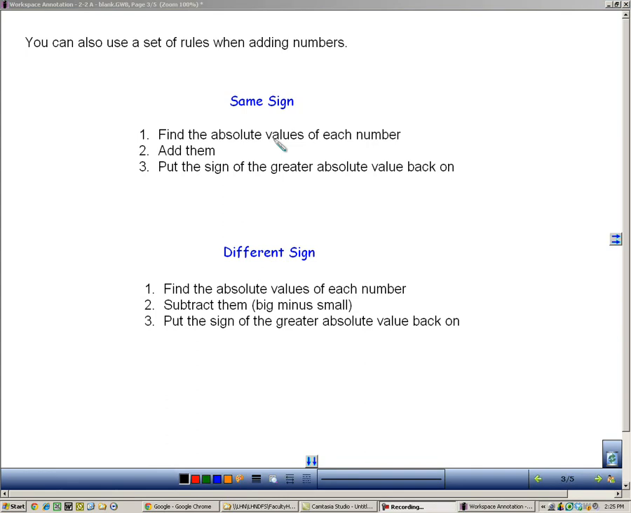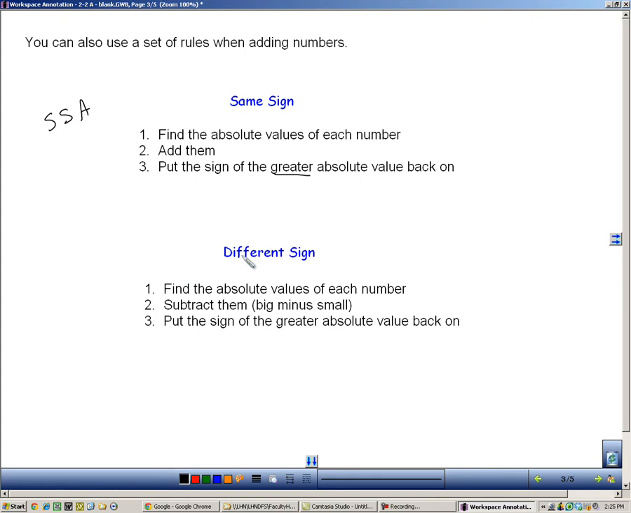Now some people don't like to use the number line, they'd rather use rules. So here's a set of rules we've developed to help you add. If you're adding two numbers and they have the same sign, you're going to do these three things. You're going to find the absolute value of each number, you're going to add them, and then you're going to put the sign of the greater absolute value back on. Some people use the acronym SSA to remember that. It stands for same sign add.